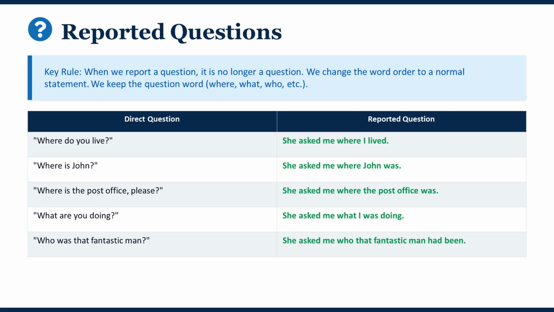Notice how "do you live" changes to "I lived." The question word order is gone. "Where is John?" becomes, "She asked me where John was." "What are you doing?" becomes, "She asked me what I was doing." And "Who was that fantastic man?" becomes, "She asked me who that fantastic man had been." In each case, notice that we use "asked me" instead of "said," and the sentence follows normal word order.